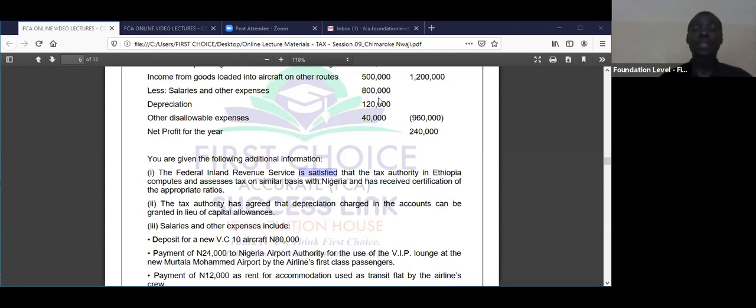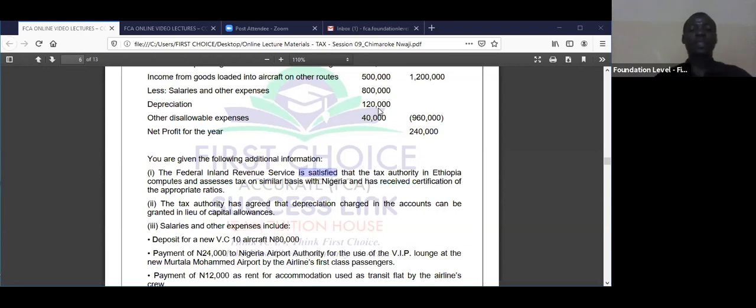So if they say we do not take it in lieu of capital allowance, they will give you a capital allowance figure. So in special businesses, one thing that you must not fail to see is depreciation. You will never fail to see depreciation in the question. Never. Because you need the depreciation ratio. Now, if they don't give you depreciation, they will give you capital allowance.